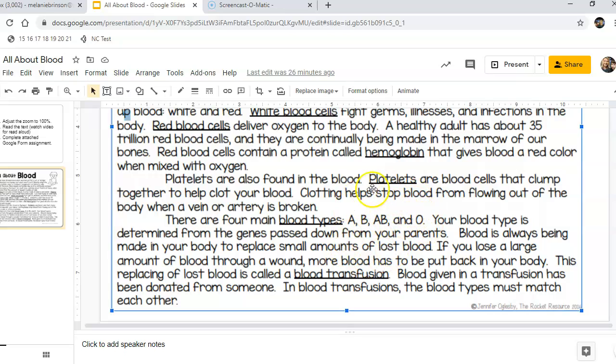So if you have AB, you're lucky. You're called the universal recipient. You can take blood from all 4 groups. All right, let's move on to the questions.